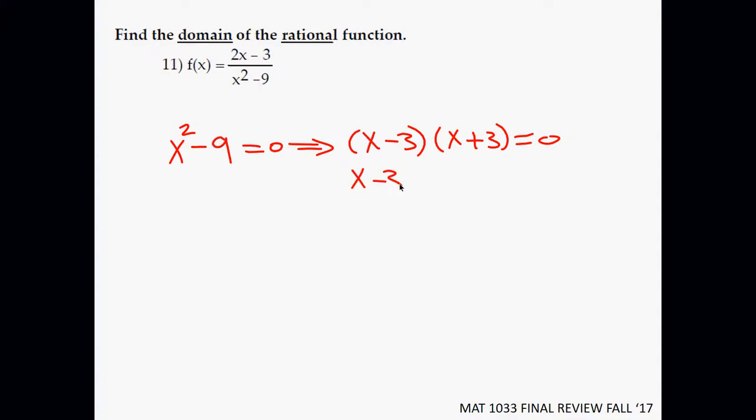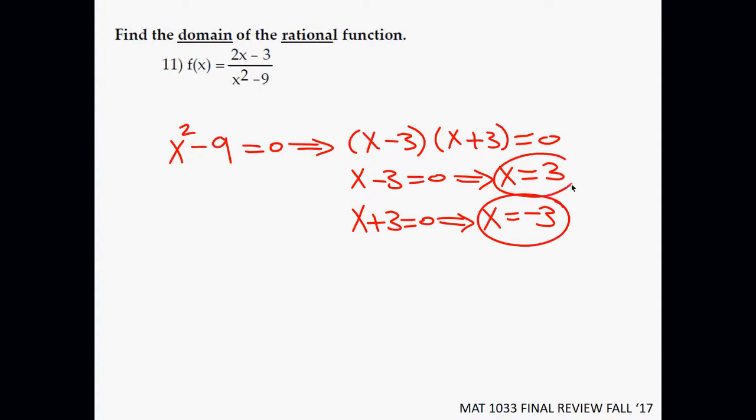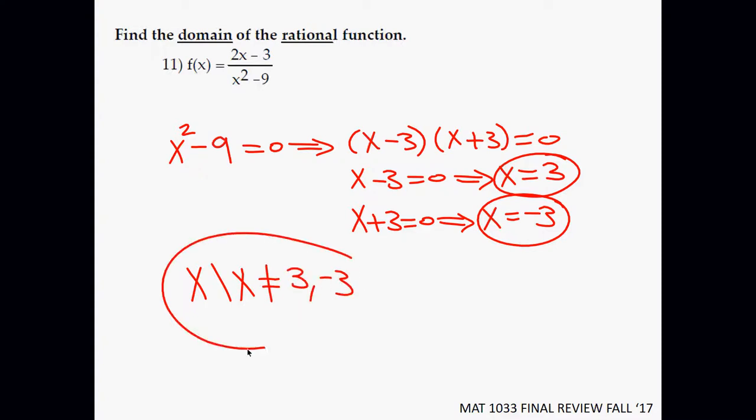So the first one equals 0 will lead us to x equals 3, or the second part equals 0, which gives us x equals -3. So those values make the denominator 0, and denominator 0 is not acceptable there. So we have to say that the answer is x, where x cannot be 3 or -3. That will be your answer, which is part A, and this is from section 4.1.